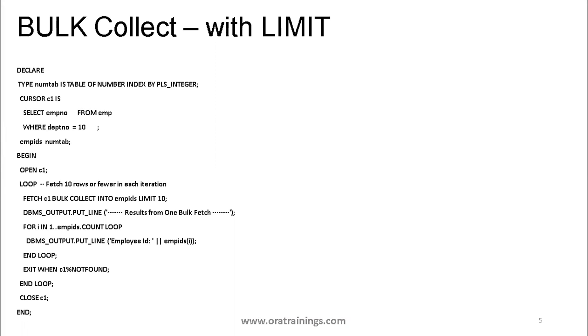So now here, if you observe, we have the loop operation, right? We have mentioned fetch bulk collect into EMP IDs limit 10. So what are we trying to do here? Let us say this particular cursor is giving around 10,000 records.